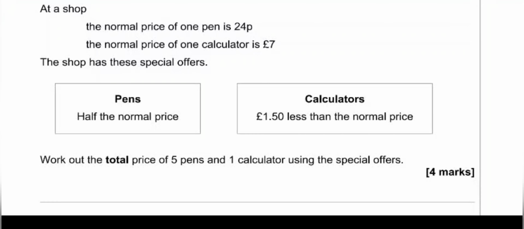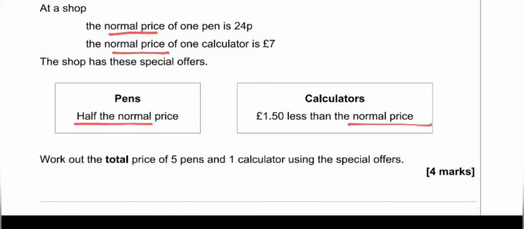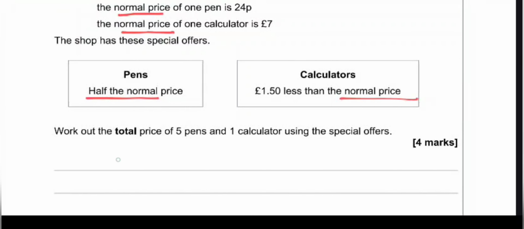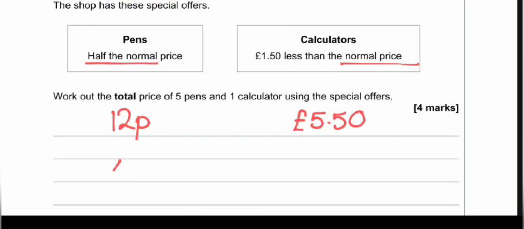Okay, good. A wordy question now. So we have the normal price of the pen and the normal price of a calculator. And then the discount prices of the pens and the discount price of the calculator in the box. So we'll deal with those first. 12p is half the price of a normal pen, and £5.50 is the discount price of the calculator.